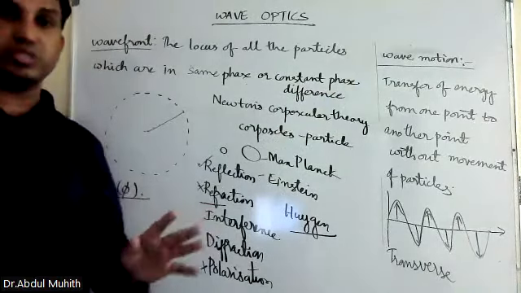The locus of all the particles which are in the same phase, they are all in same phase, or constant phase difference, that is known as wavefront. They are also from a fixed point. Is that clear? So now, what is phase?